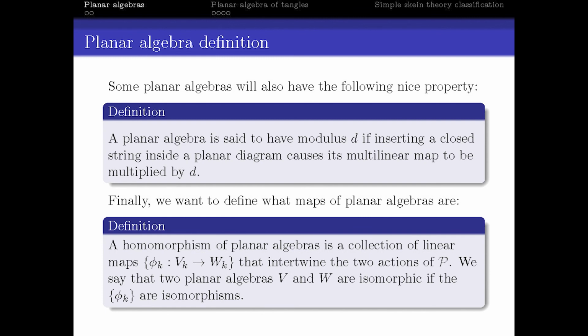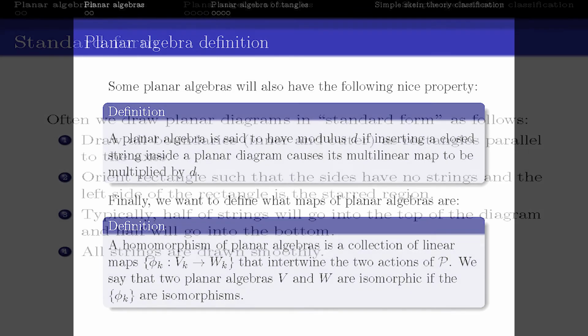Finally, we also want to define what maps of planar algebras are. So a homomorphism of planar algebras is just a collection of linear maps φ_k from V_k to W_k that intertwine the two actions of the planar operad. And we will say that two planar algebras V and W are isomorphic if the φ_k are isomorphisms.